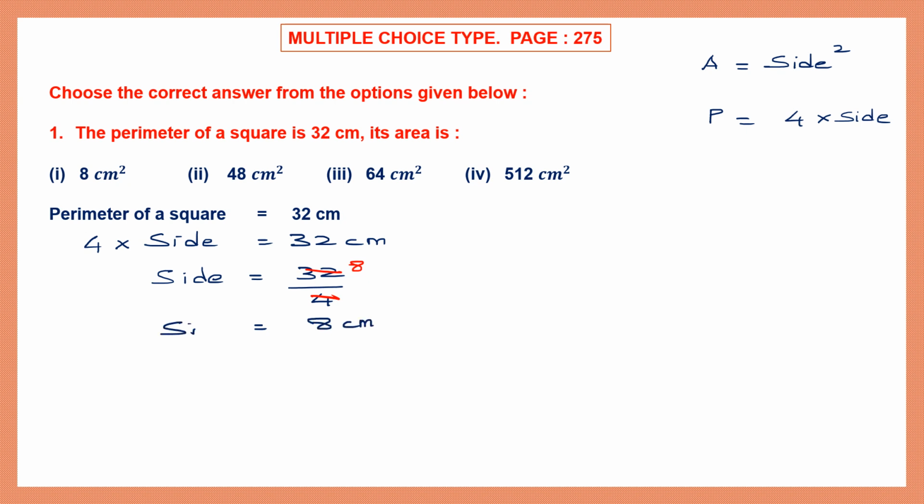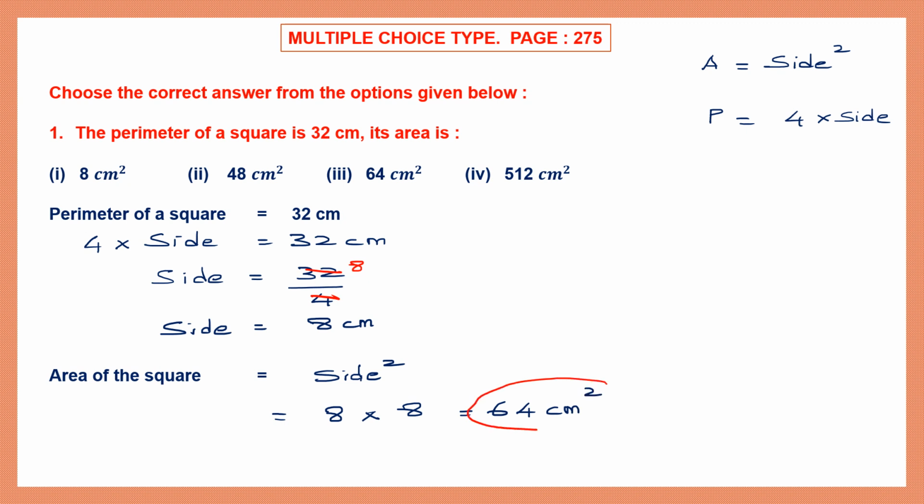So now that we have found the side, we can find the area. So area of the square is side square. Side square. That means side into side. So side is 8 centimeters. 8 into 8, that is 64. So we have found the area of the square. It is 64 centimeter square.